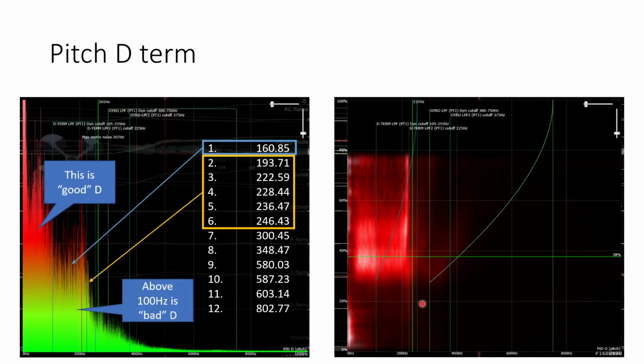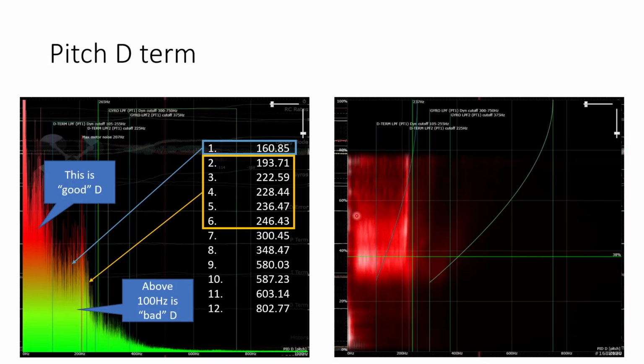If we look now at the D term for pitch, we can see that, again, anything above 100 Hertz, to my mind, is bad D term noise, because it's not going to be related to real movement of the quad in the air. It's going to be related to things like electrical noise, things like vibrations of the frame, all of those sorts of things that we don't really want to be looking at with the gyro, because we want the gyro to be focused purely on the actual movement of the quad in the air, because that's what we want to be controlling. If we look over again at this waterfall plot, we can see that at 220 Hertz, there's this vertical stripe, which we now know is indicative of a frame resonance.